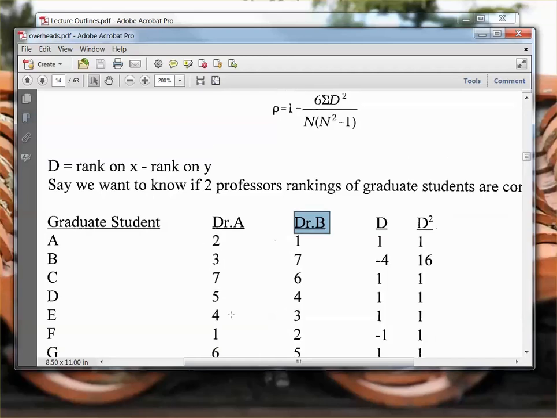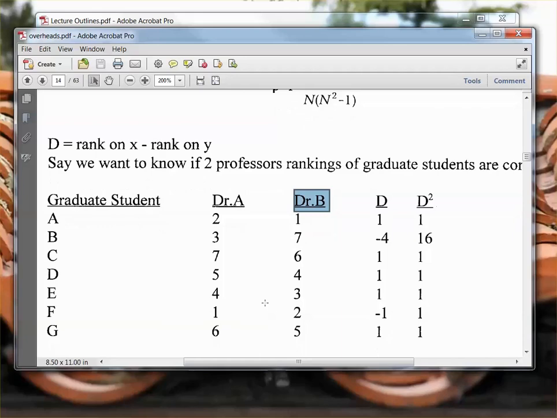So that's our rank order data. We want to know this, and now we want to know if they're correlated. So D is the rank on X minus the rank on Y. It's a difference score, right? So here are our rankings for each graduate student. So graduate student A was ranked number 2 by Dr. Allen, number 1 by Dr. Bunnell, and so on. Okay? So our D score is 2 minus 1, 3 minus 7, minus 4, and so on, right?